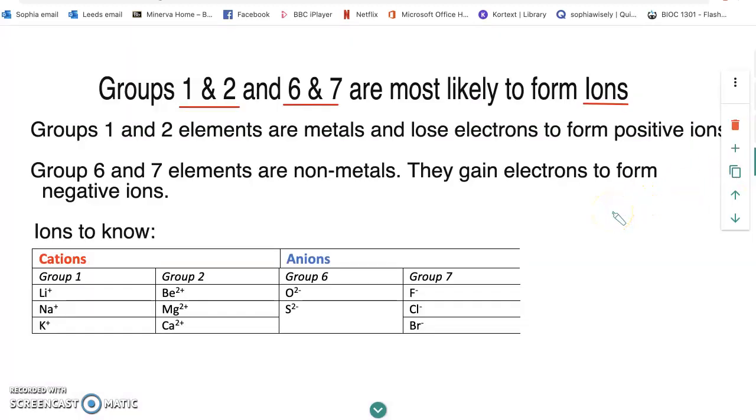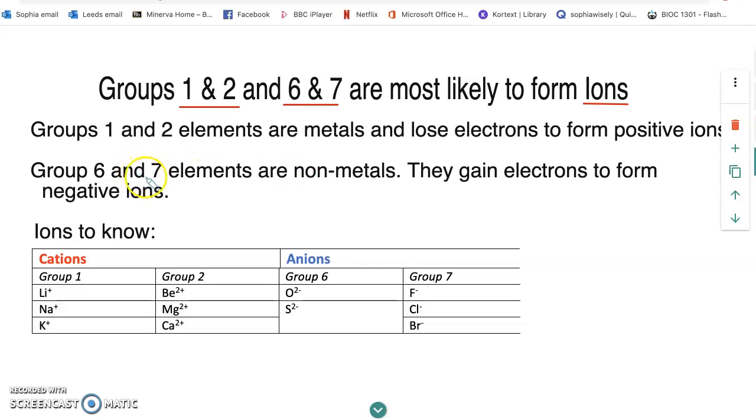So, as I said before, groups 1 and 2 on the periodic table will want to lose electrons because it's easier for them to lose 1 or 2 electrons and have a full outer shell than it is for them to gain. So group 1 and 2 elements are metals, and they lose electrons and then they form positive ions, which are known as cations. And then on the other hand, groups 6 and 7 want to gain electrons because it's easier for them to gain 1 or 2 electrons than it is for them to lose 6 or 7.